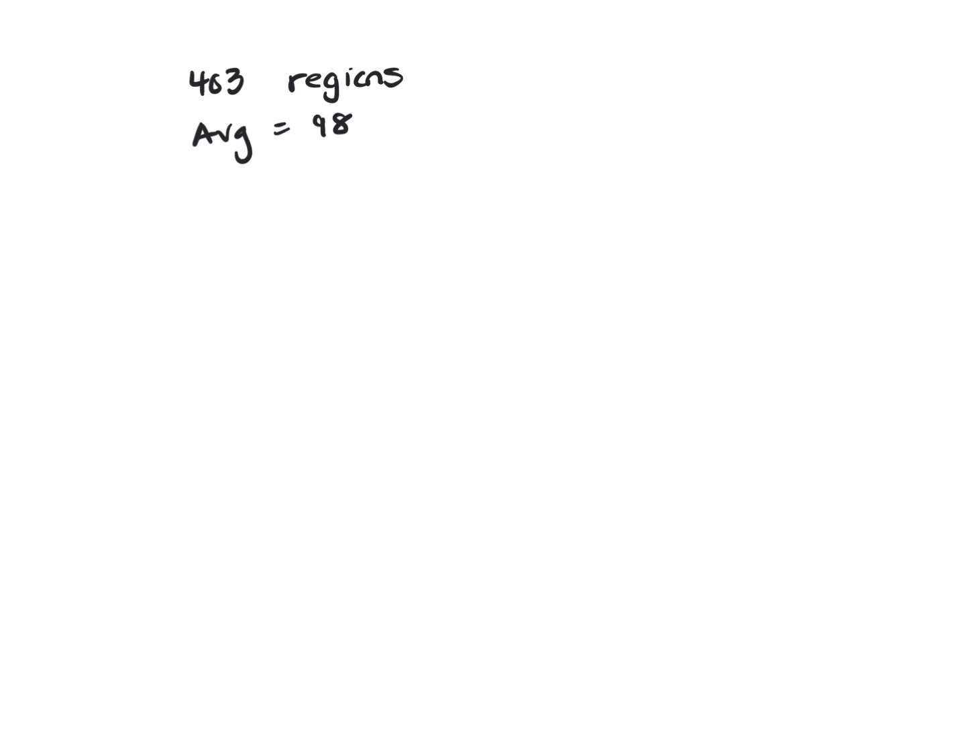All right, let's break this down. They tell me there's 403 regions, with an average of 98 dealers per region. Well, how do you find the average? What you need to do is sum up the number of dealers, and then you divide by however many regions you have, and that's 403, and that will give you your average. So that would be 98.